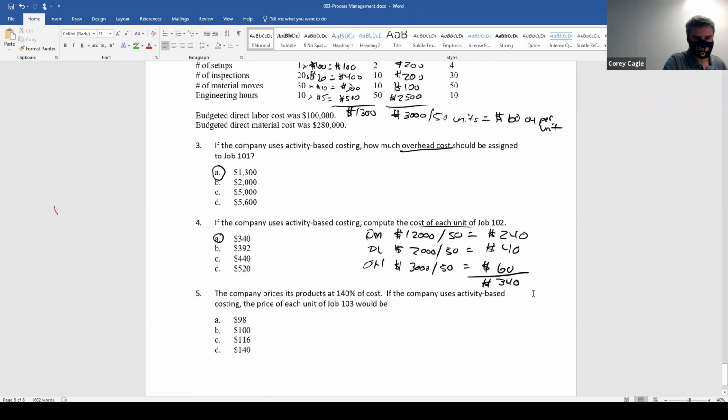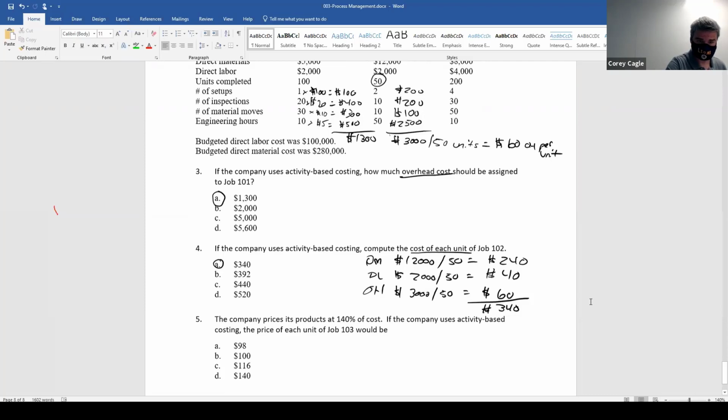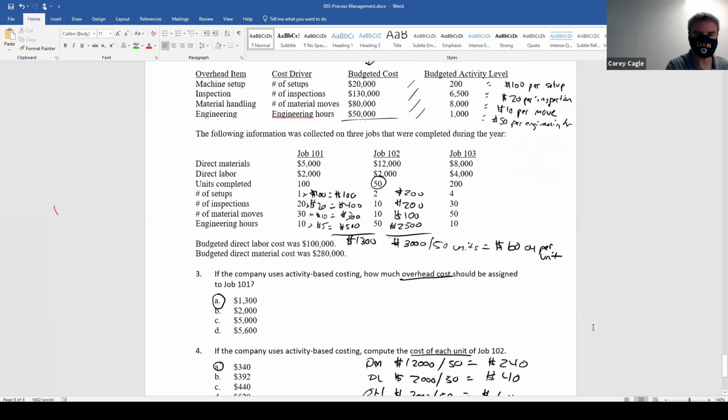And then for 103, they want us to do the cost of it and then cost plus it and figure out the price of each unit. All right, well, let's do it. I hate to leave it undone. 4 setups at 100 per setup is 400. Looks like a 9. That looks like a 9. 30 times 20 is 600. 50 times 10 is 500. And 50 times 10 is 500.